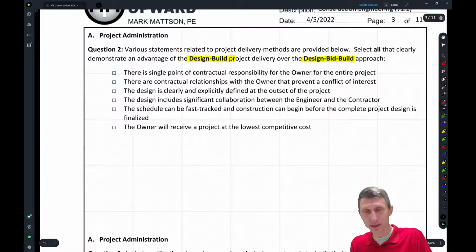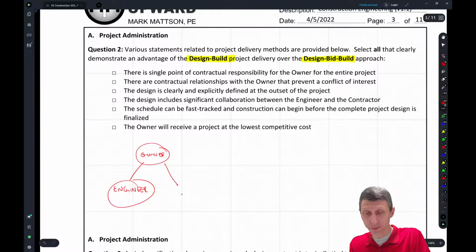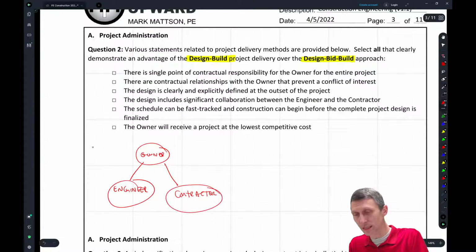So design bid build has the owner on top, and then the primary contract to the engineer, right? And another primary contract, I shouldn't say secondary, another primary contract to the contractor, right? And so this is the one we just did. This is design, bid, build. Okay, so that's the one we just looked at.